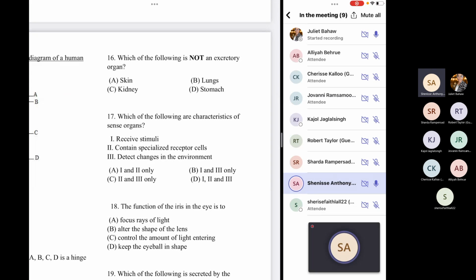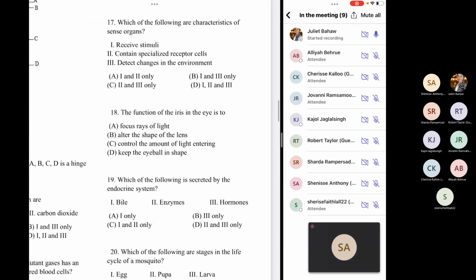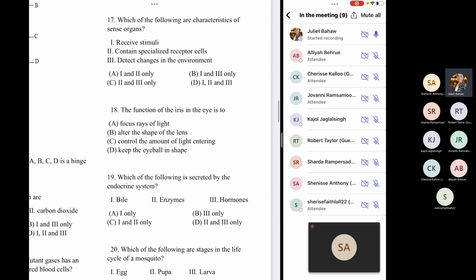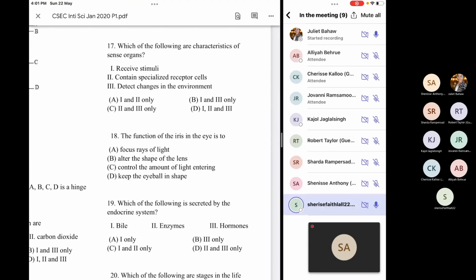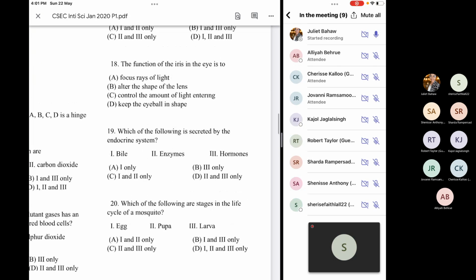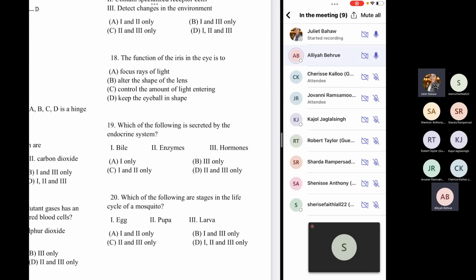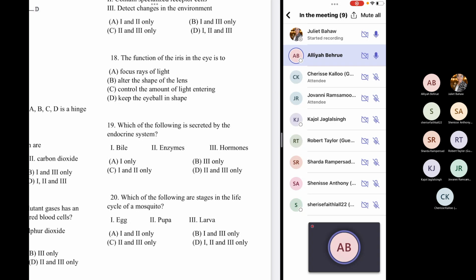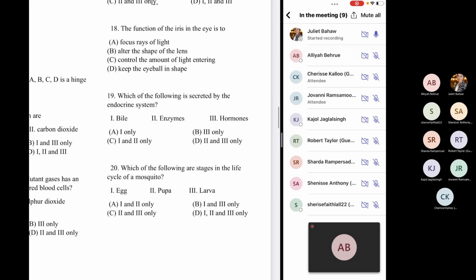Which of the following is not an excretory organ? The stomach. Correct. Therese: Which of the following are characteristics of a sensory organ? Beside D. Receive stimuli, contains specialized receptor cells, and they detect changes in the environment. Yeah, all of them, correct. Right, back on top. The function of the iris in the eye is to control the amount of light entering. Very good. C.